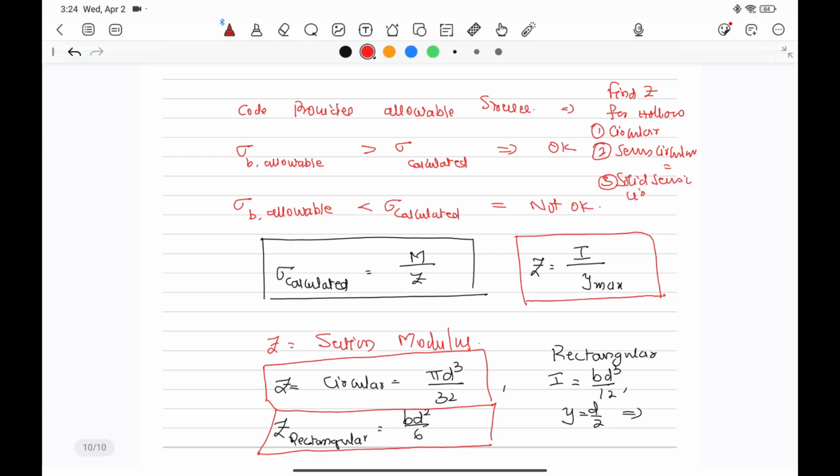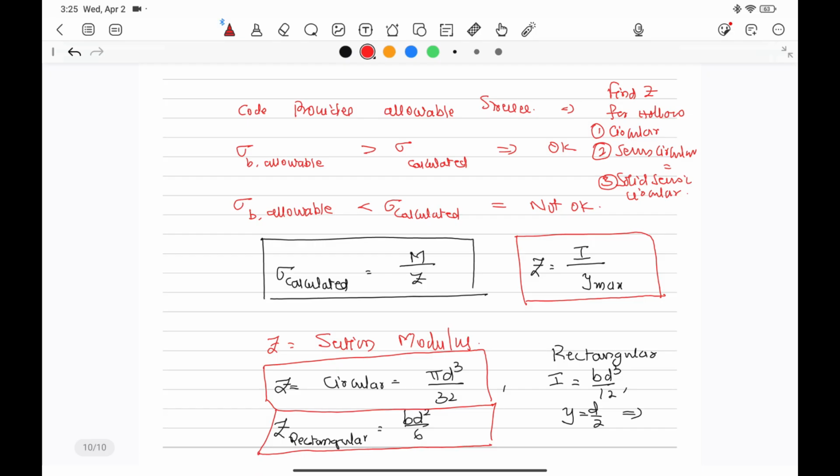You can have any shape. You can define it, and Z values are available in standard books. Find out from them and calculate the stress, calculate the bending moment. Bending moment divided by section modulus gives you the bending stress. Just check up what is the value of the bending stress.